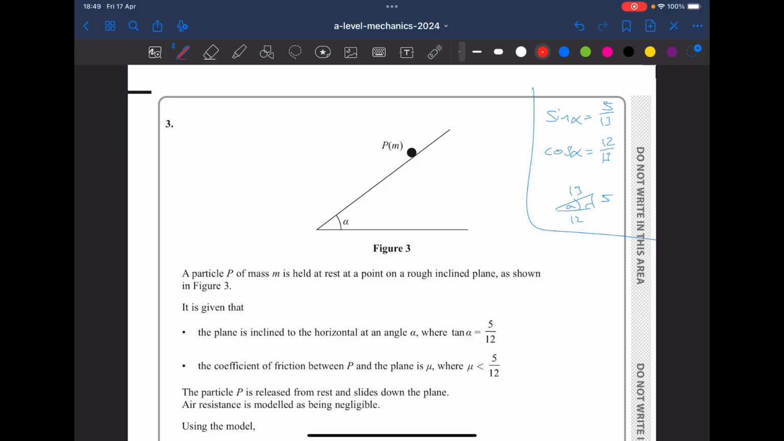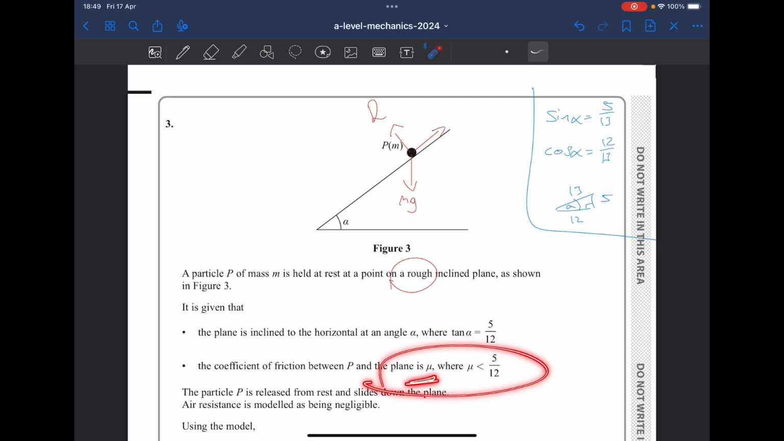After that, let's put some forces on here. We have a particle of mass m held at rest, so it's going to have some mg coming down this way. It's held at rest on that surface, so there will be a contact force or reaction force. On a rough inclined plane, so friction coming up here. We don't know the value of friction, but we do know underneath here that our mu is less than 5 over 12. So on this force, I'm going to put mu times R.